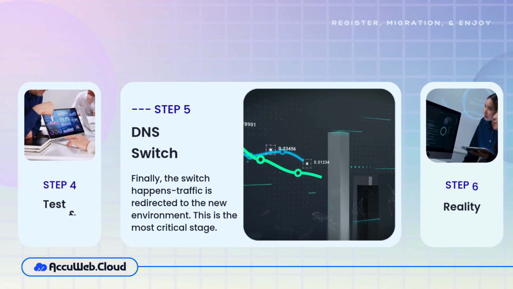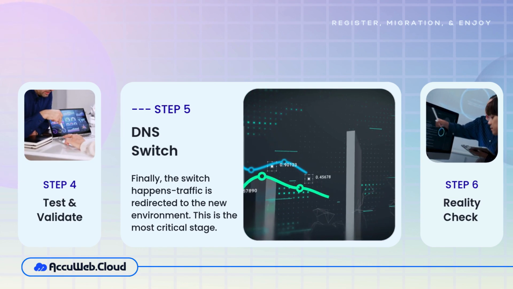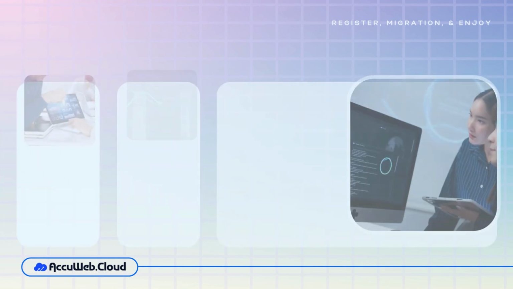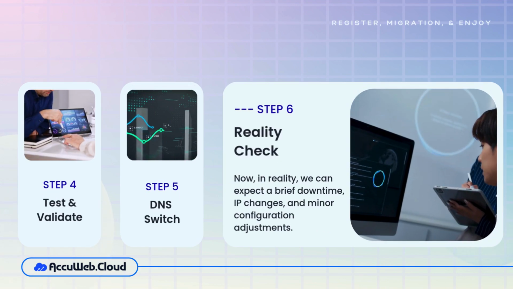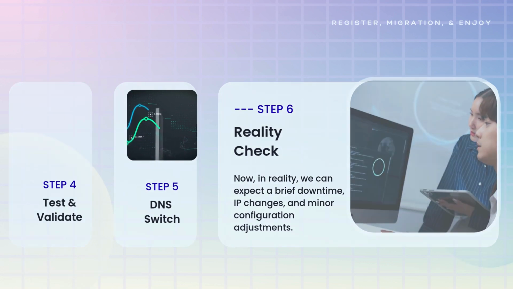Step 5. DNS switch. Finally, the switch happens. Traffic is redirected to the new environment. This is the most critical stage. Step 6. Reality check. Now, in reality, we can expect a brief downtime, IP changes, and minor configuration adjustments.